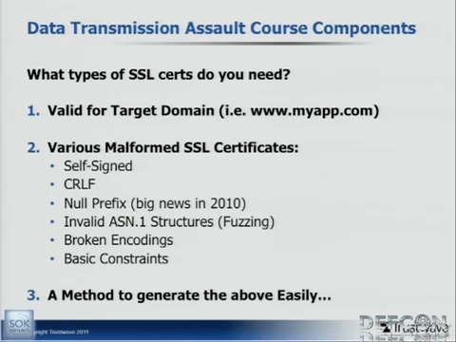Invalid ASN1 structures, where you can write fuzzers, where you can say, I want to have various broken loops and misnested forms inside my ASN1 structures. And then broken encodings in general, where you can push UTF-8 into BMP strings and things of that, because ASN1 has type identifiers, so you can play around with that. And then things like the basic constraints and key usage and extended key usage extensions.